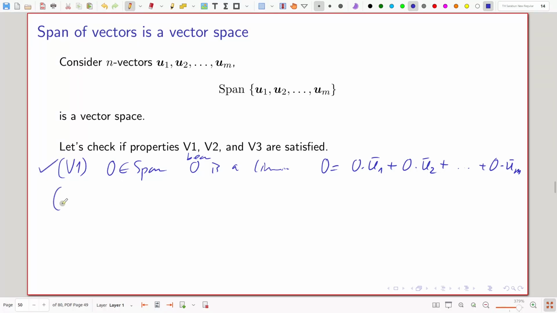If you take another vector, let v belong to the span of u1 to um. We want to show that alpha v also belongs to the span. How can we do that? Since v belongs to the span, what does this mean? It means that v is a linear combination of u1 to um, right? What does that mean?